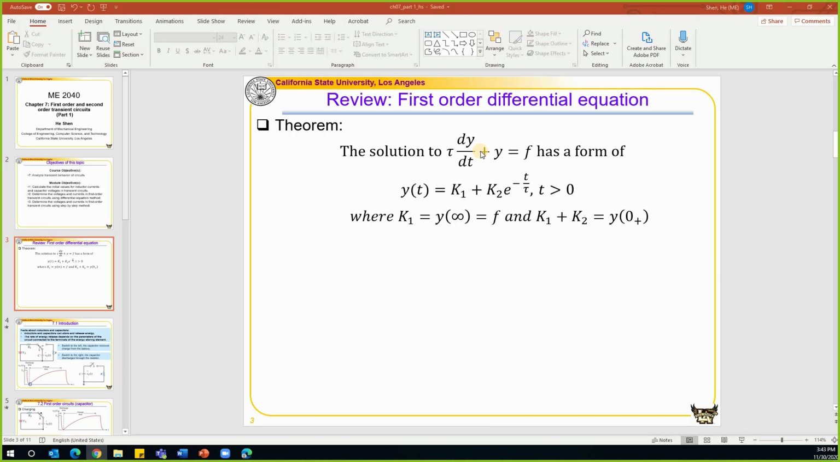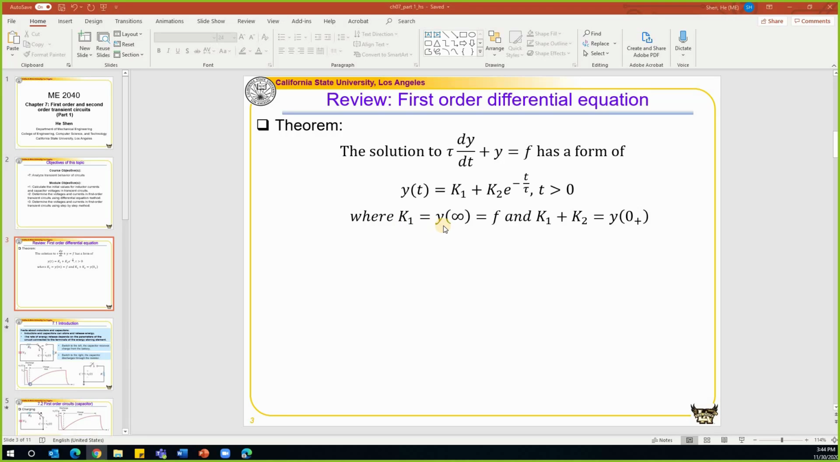From other classes you might have already learned how to solve a differential equation like this. That's not the focus for this class, but we're going to use the conclusion. The solution to this differential equation has the form y of t equals k1 plus k2 times e to the power of negative t over tau, for time t greater than 0. k1 and k2 are two constants. They are related to the initial value and also the steady state value.